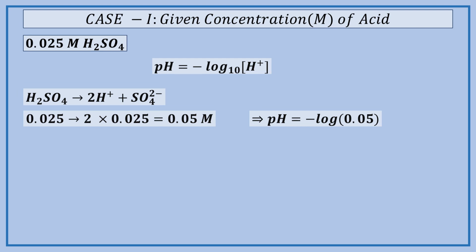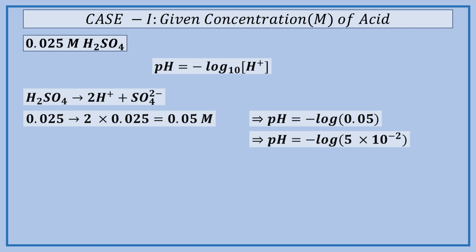We can use any standard calculator to calculate this value. However, we can also solve this simple equation with the help of mathematics. So let us get familiar with those steps as well. We can write 0.05 to be equal to 5 times 10 to the power minus 2.